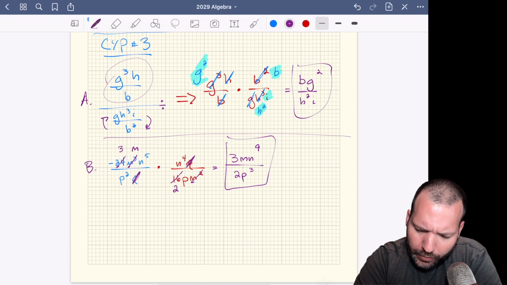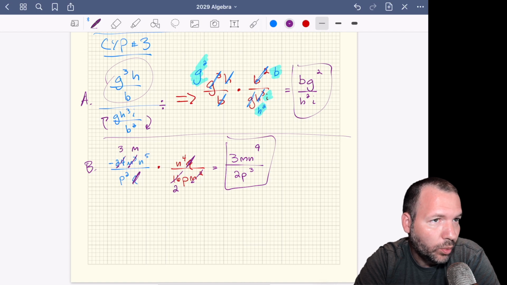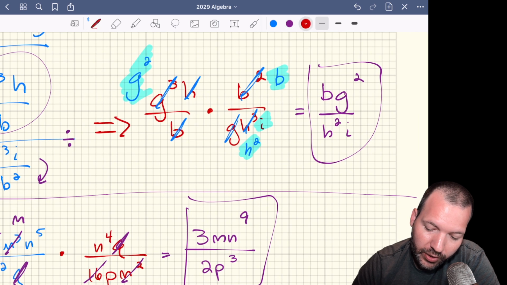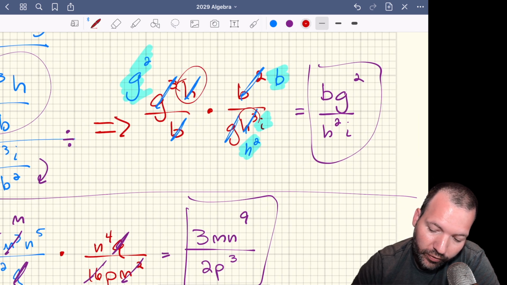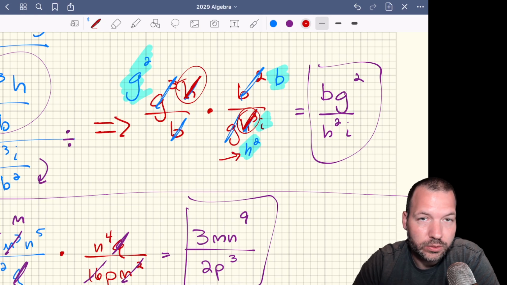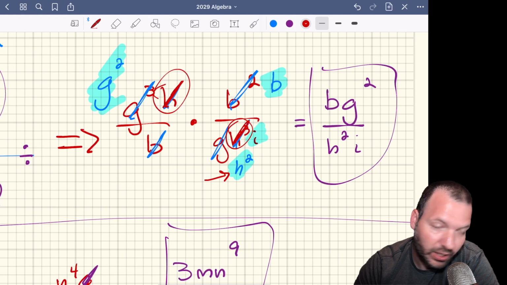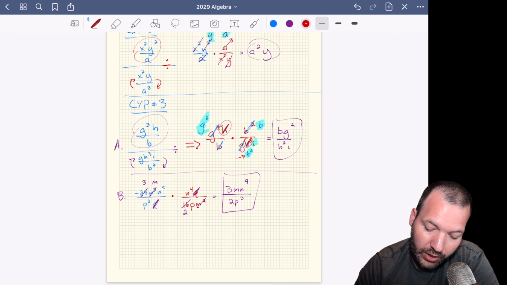Okay, I am looking at Check Your Progress 3A, and I got B G squared divided by H squared I. You'll notice I did get to do a little special cancellation. H over H to the third. Remember, when these cancel, the result goes where the larger power was, which in this case was the denominator. Of course, don't forget the I doesn't cancel with anything, but it is still there in the denominator.